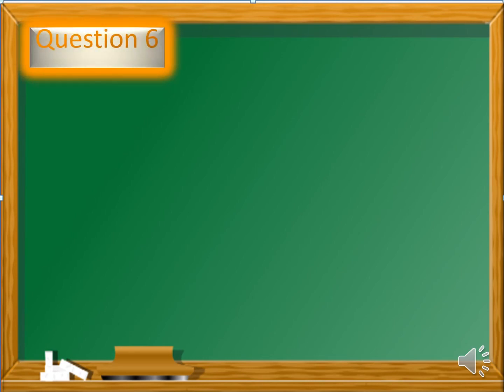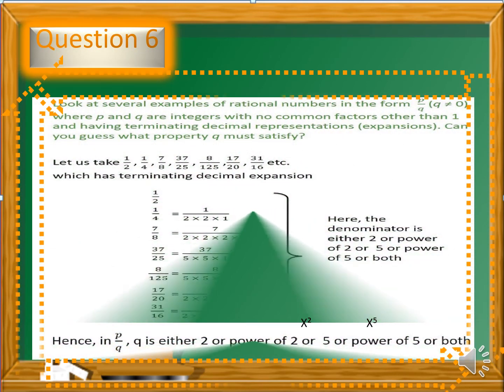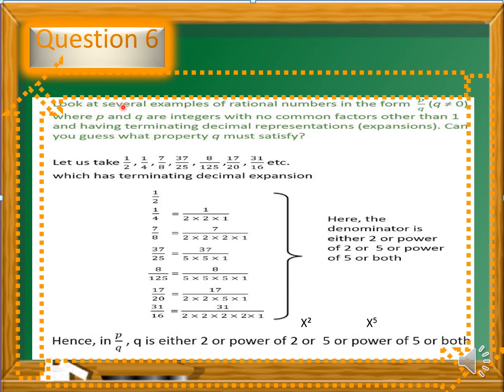So next is question 6. So let's see question 6 now. Look at several examples of rational numbers in the form p by q, q is not equal to 0, where p and q are integers with no factors other than 1 and having terminating decimal representation. That is, they should have terminating decimal expansion. Can you guess what property q must satisfy?